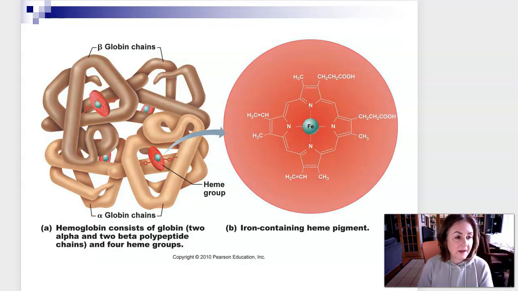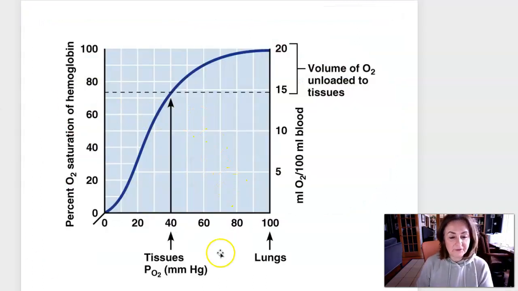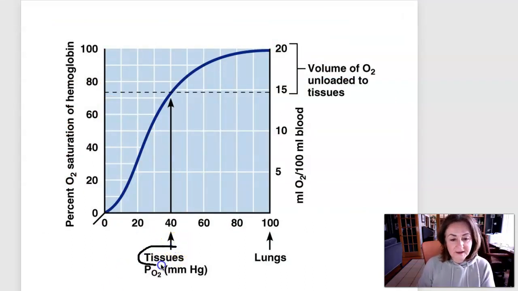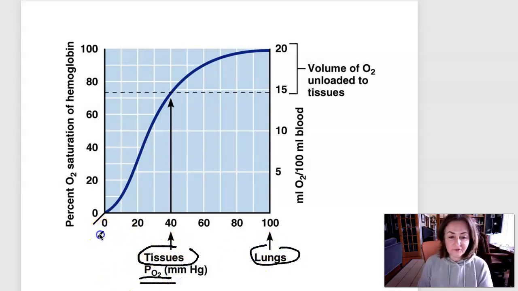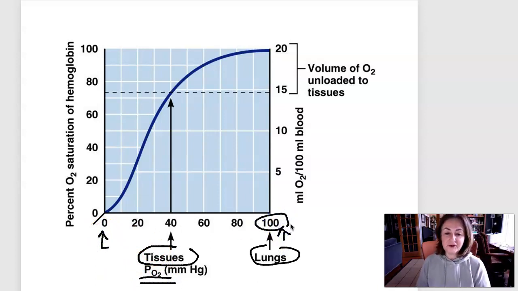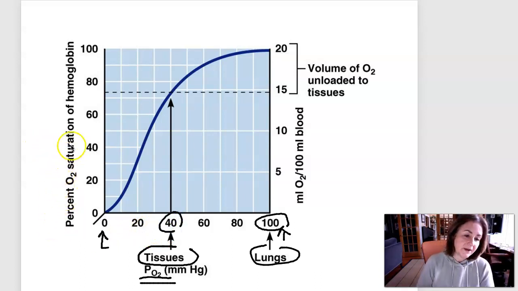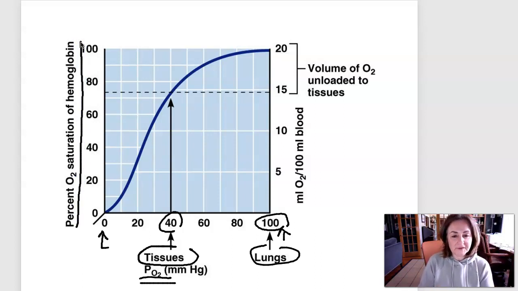So let's take a look at that. Taking a look at the oxygen hemoglobin dissociation curve, I can see on the x-axis that we're looking at the partial pressure of oxygen, from 0 to 100, and they're even showing me the partial pressure of oxygen at the lungs is about 100 millimeters of mercury, and at the tissue is about 40 millimeters of mercury. And then on the y-axis, what they're showing me is the percent saturation of hemoglobin. So how much hemoglobin is bound to oxygen.